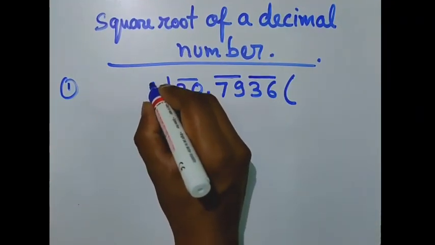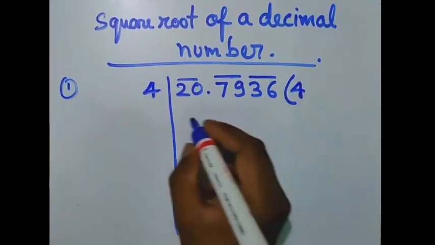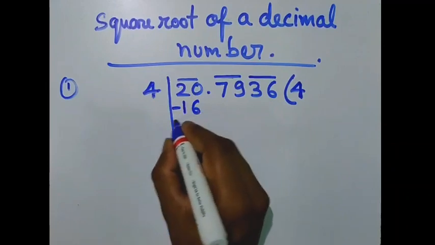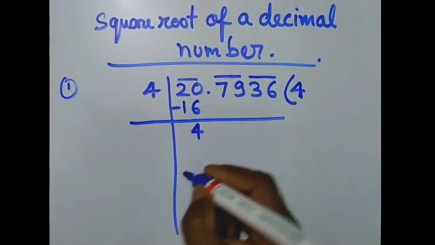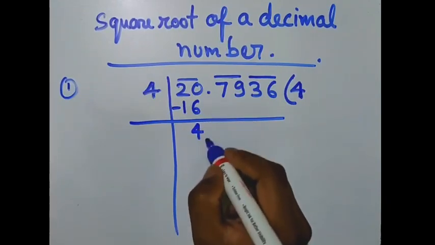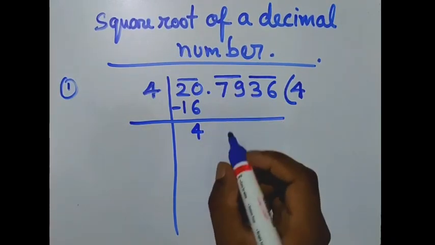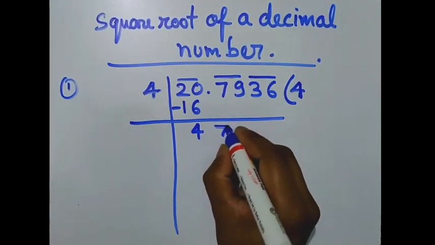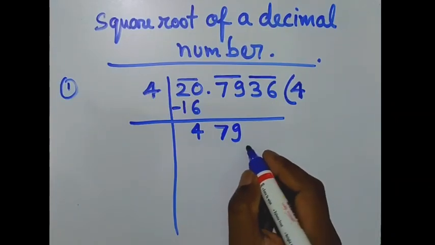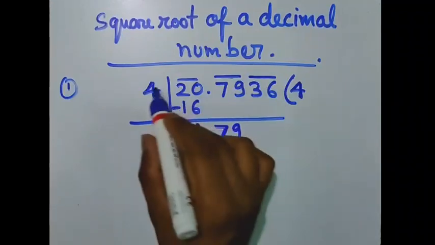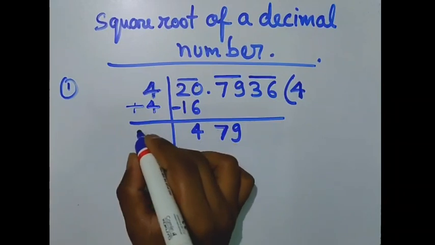So 4 times 4 will give us 16. So we'll subtract. What is left? 4. Now we will not carry down the decimal place. Don't think about the decimal place here. Just carry down the pair. So it is 79. And now you add whatever you have multiplied here. So 4 plus 4 will give us 8.